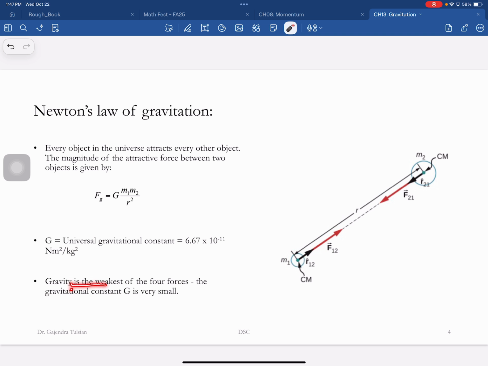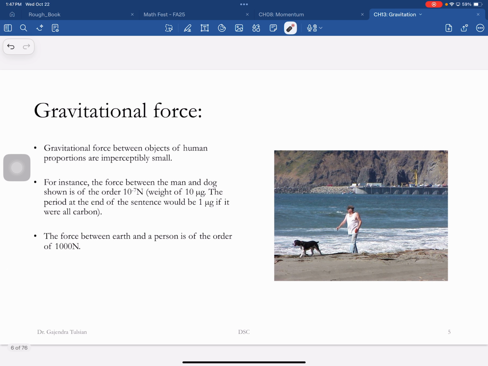So it's the weakest of the 4 forces because the gravitational constant is very small. The force of gravity attraction between these 2 objects is 10 to the minus 7 newtons. The force with which Earth pulls on you is 10 to the 3 newtons roughly. The force between these 2 is 10 billion times weaker, and that's why he doesn't fall toward the dog.